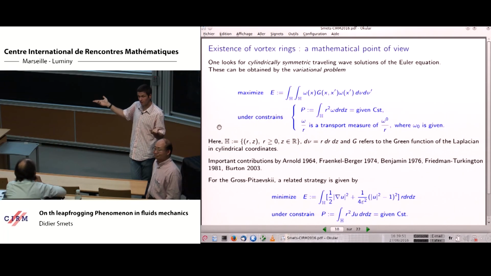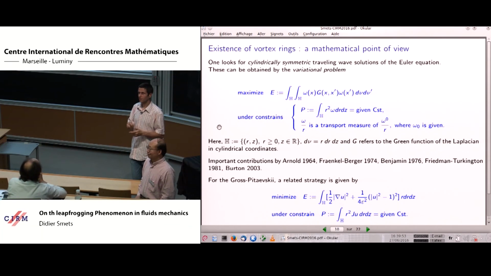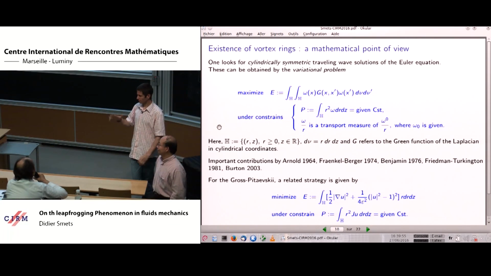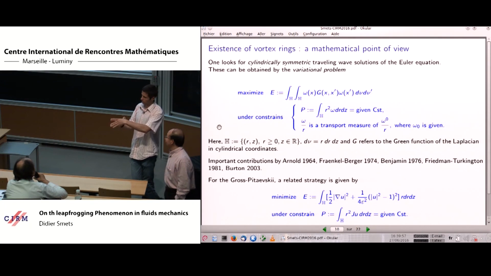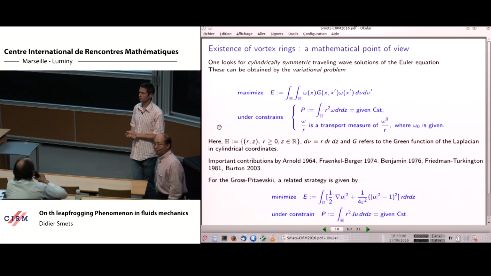Actually, already Helmholtz, if you read Helmholtz's paper, mentioned this fact: if a vortex ring hits a wall, it will increase its radius. It was all there in Helmholtz's paper.